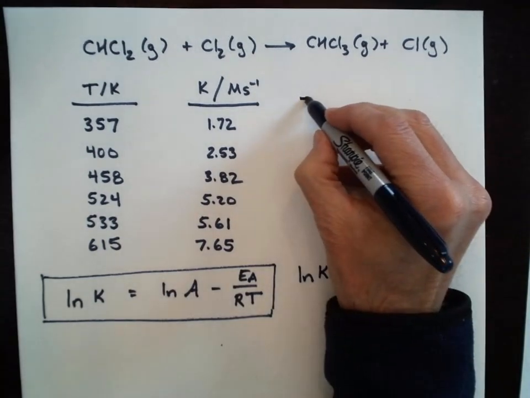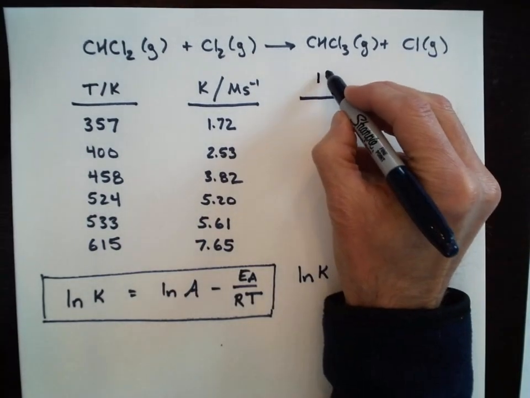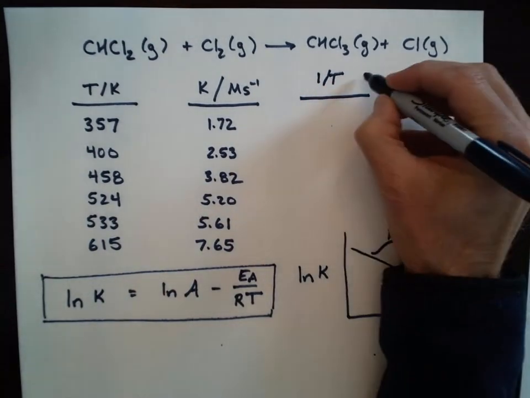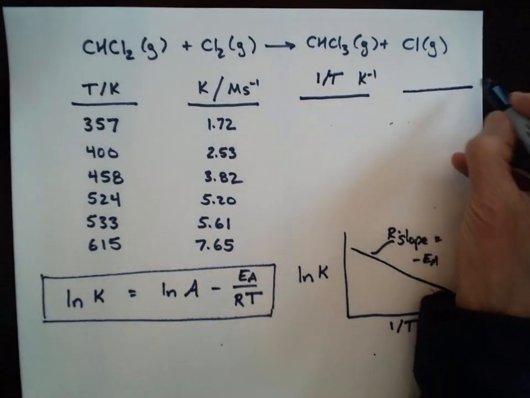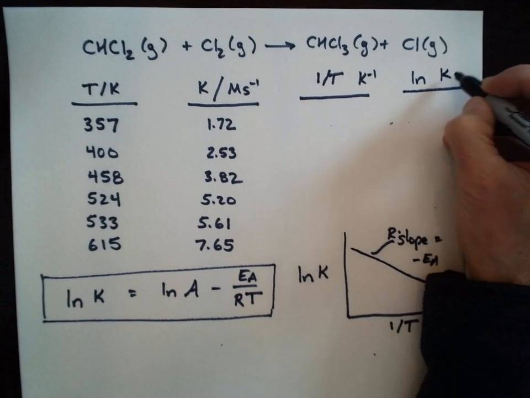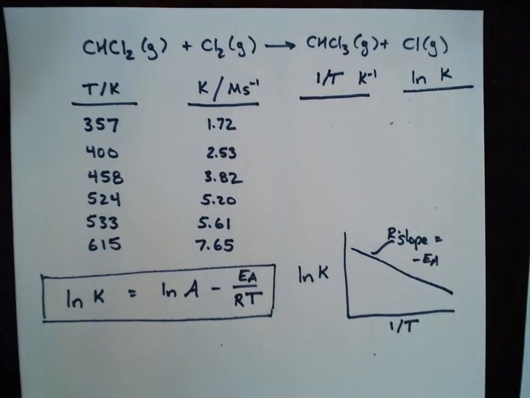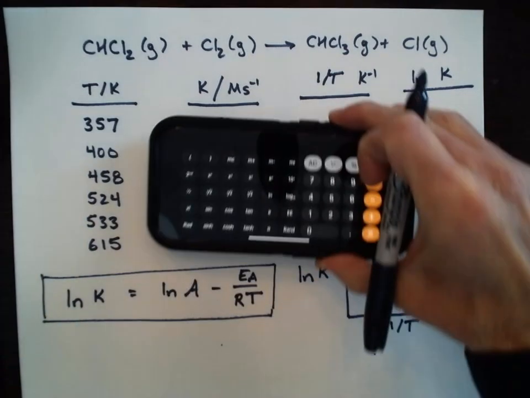So we're going to need to know these values in 1 divided by the temperature. Of course, the units there will be inverse Kelvin. And we also need to know the natural log of our various rate constants. So this is simple enough to do on a calculator.